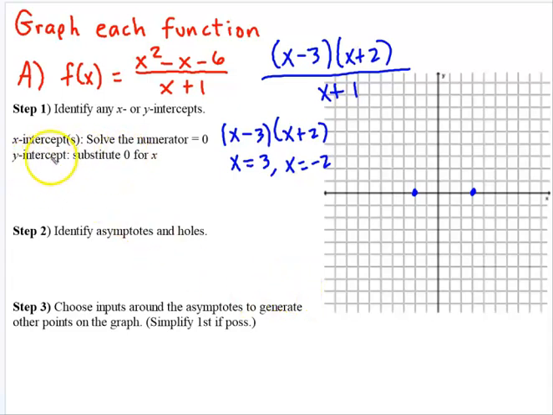Now let's see if there's a y-intercept. We just put 0 in for x, all the x's. And again, you can use either the red version or the blue, it doesn't matter. But if I let x be 0, I get -6 on the top. I get +1 on the bottom. So that tells me, in addition to these 2 x-intercepts, I'm going to have a y-intercept at -6. So we definitely know our graph is going through those 3 blue points.